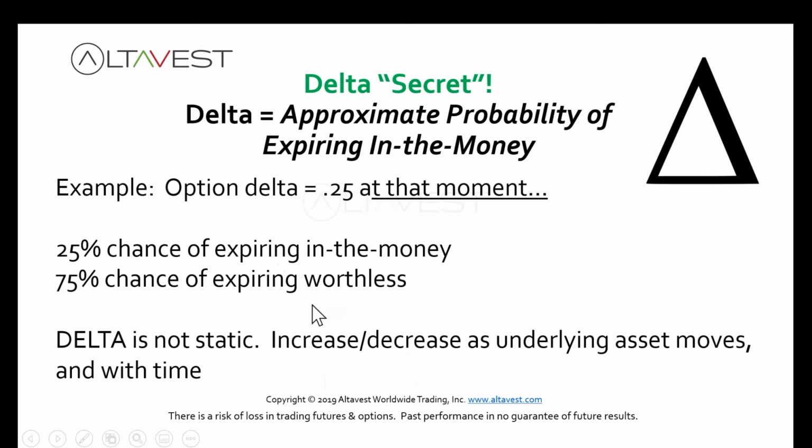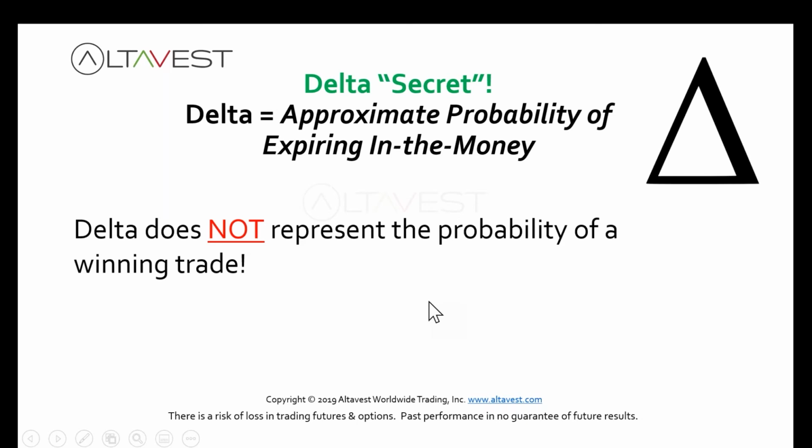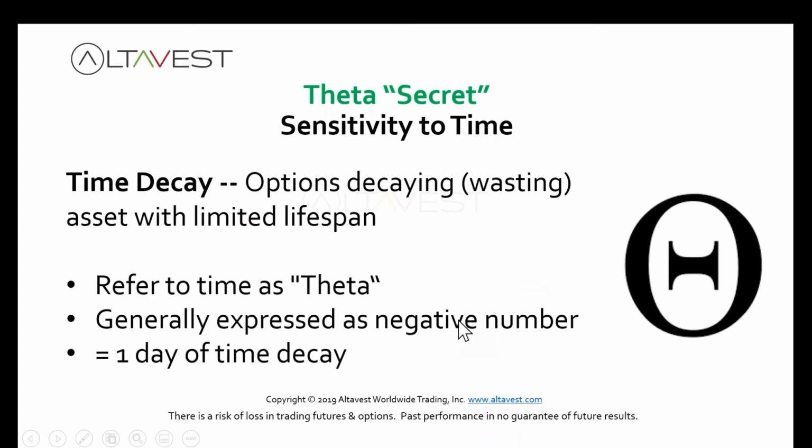And remember, delta is always moving with price and time, and is not the probability of a winning trade. So keep that in mind as well. Now there's theta. As you know, every option has limited life. Every option expires. And that sensitivity to time is called theta. It's a negative number, and it equals 1 day of time decay.